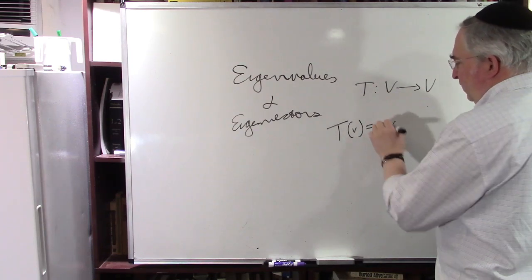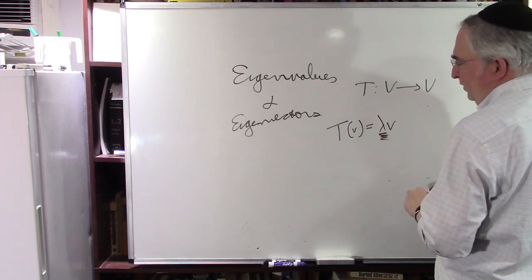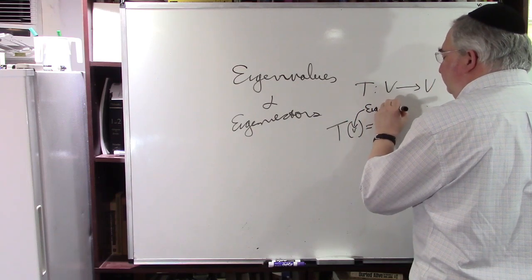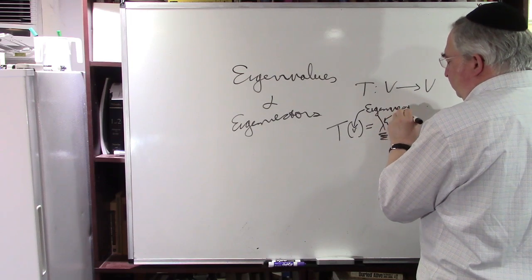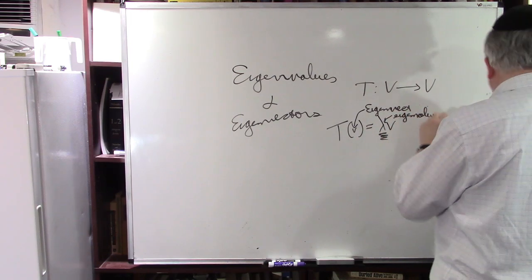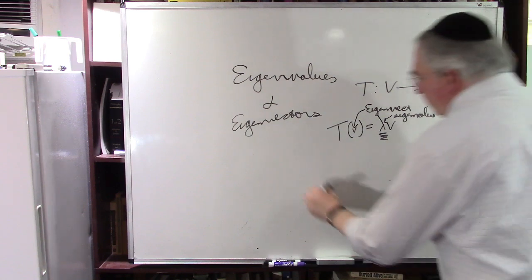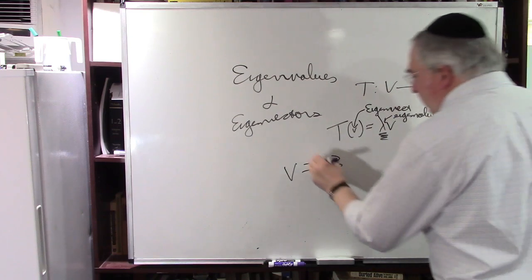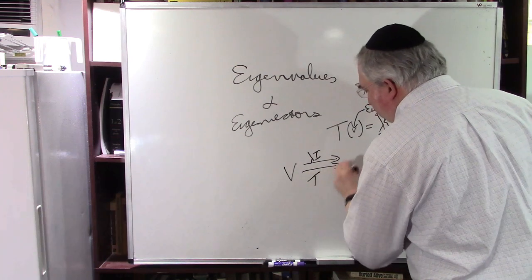We're not looking for a fixed point. We're looking for a fixed point up to a complex number. So lambda is a complex number. In that case, v is called an eigenvector, and lambda is called an eigenvalue. There's not a lot here. You can think of this as follows: V, lambda I, T.